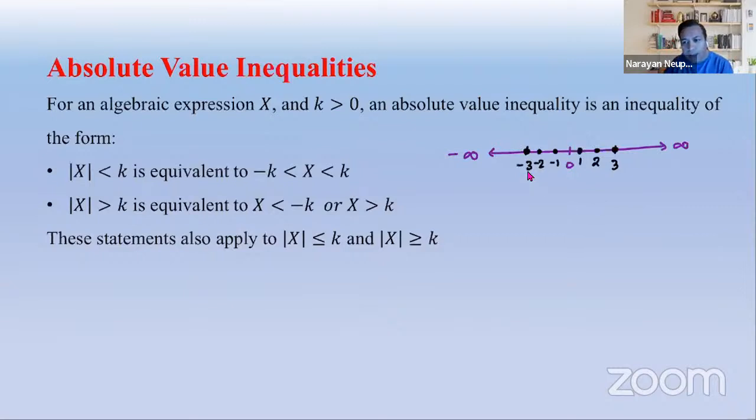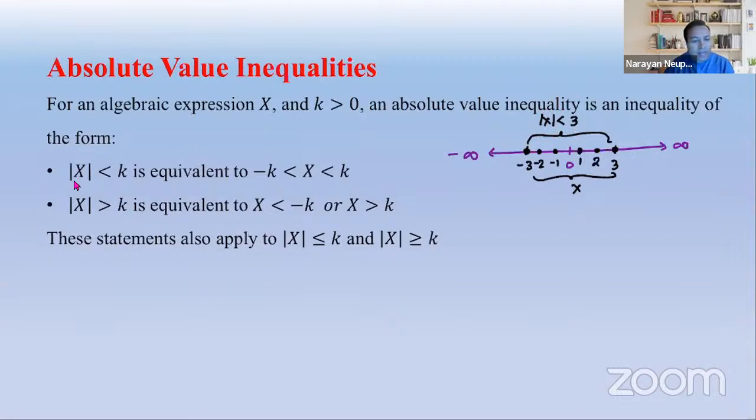So you can see all values between -3 and +3, all values over here. If I consider these values as x, then the absolute value of x is less than 3. So if the absolute value is less than 3, you can clearly see that the numbers are between -3 and +3. For all numbers between -3 and +3, the absolute value will be less than 3.